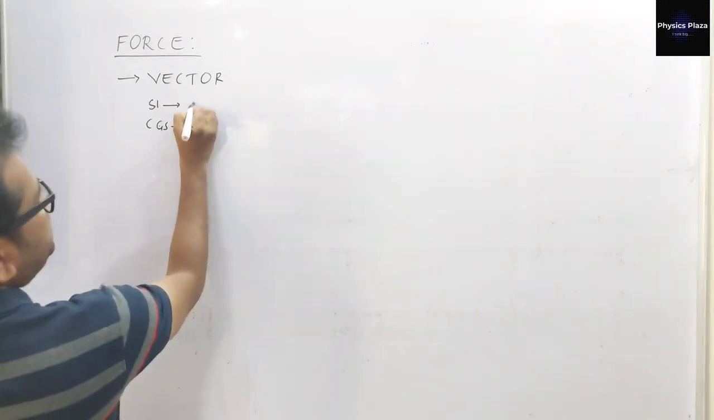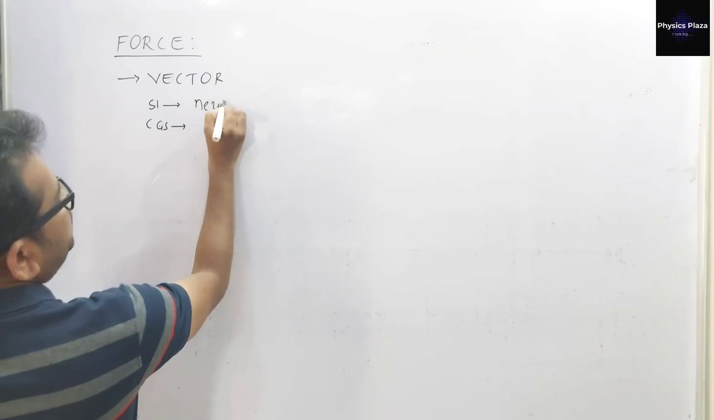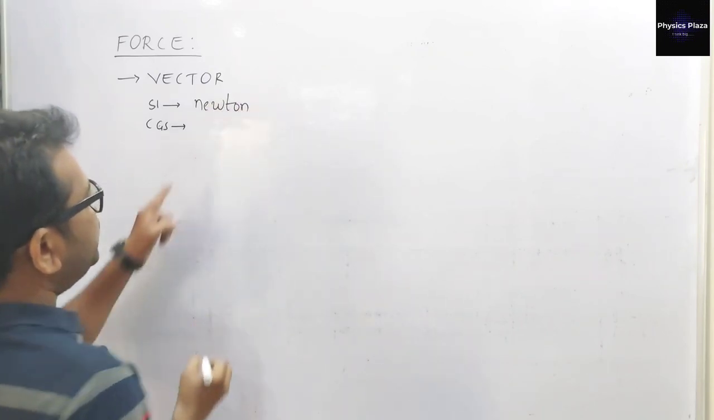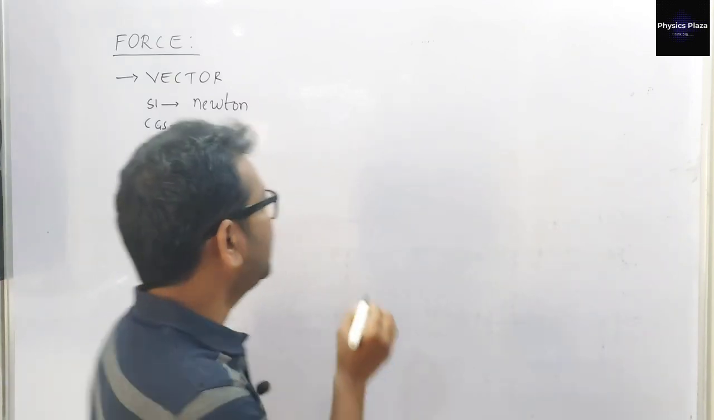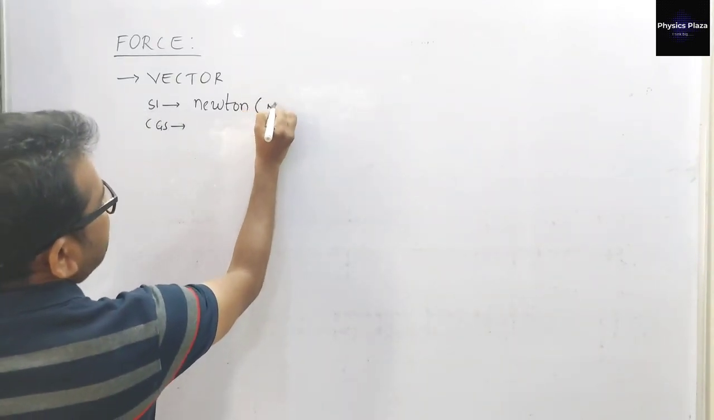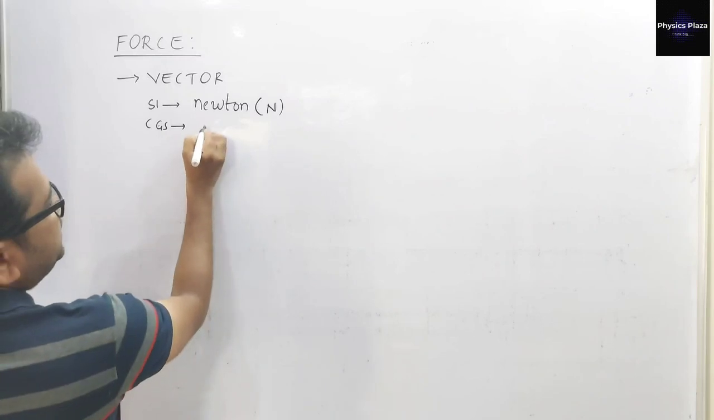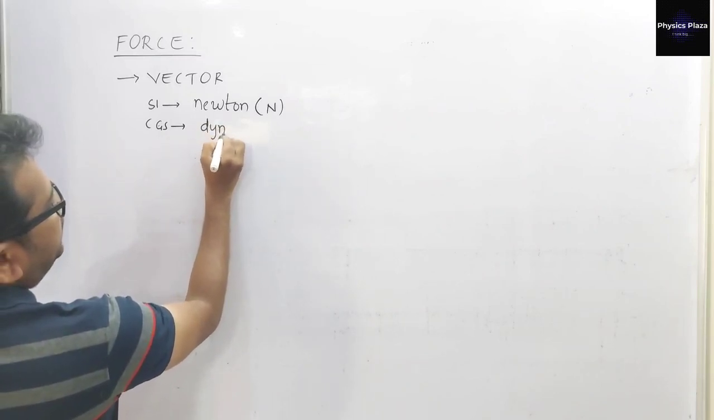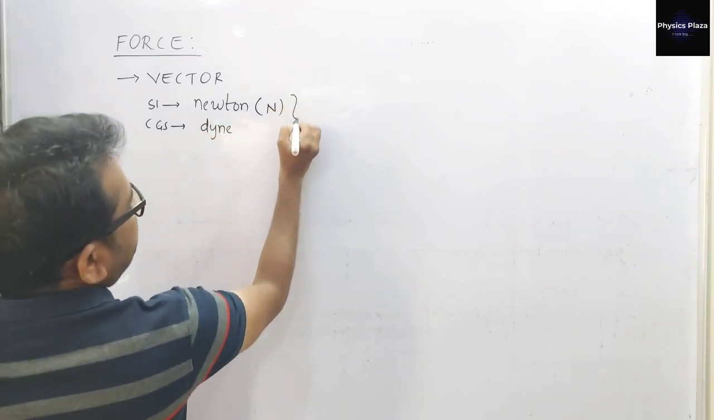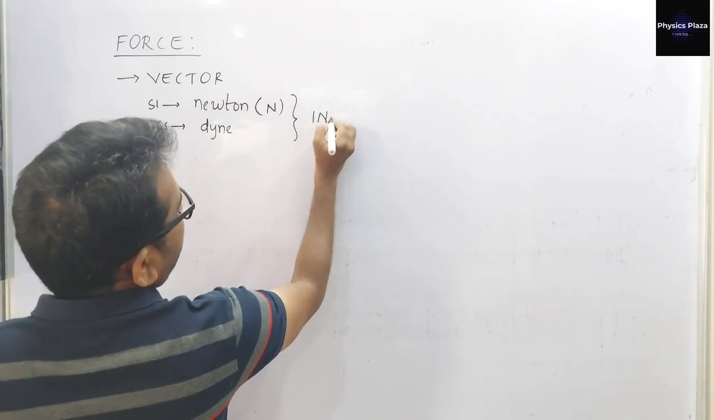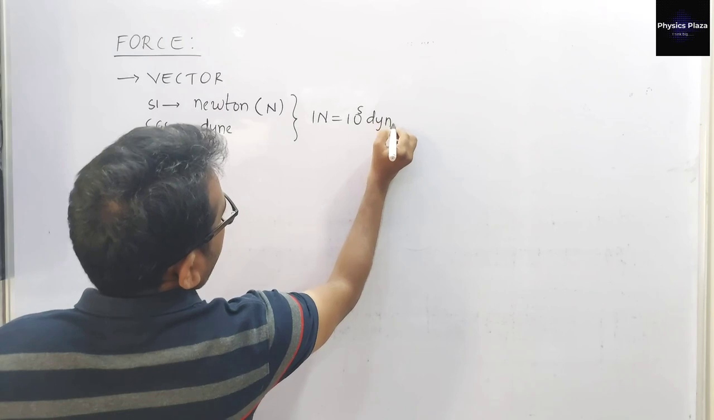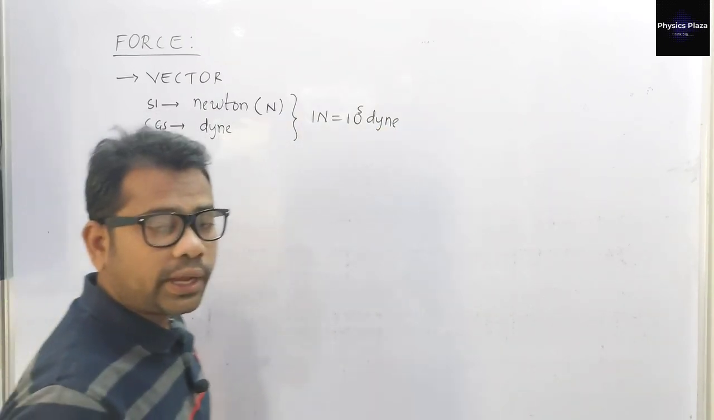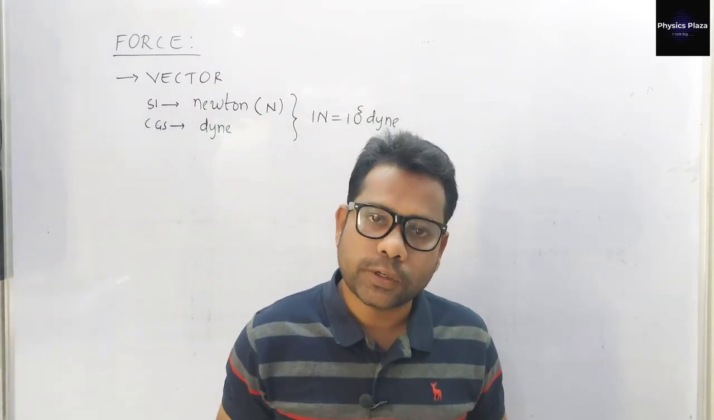So children, the SI unit of force is newton. Very important thing is that whenever you are writing the full name of the unit, the first letter must be a small letter and the symbol can be a capital because it is named after a scientist. Now the CGS unit is dyne. The very important thing is that here 1 newton is equal to 10 power 5 dynes. Fine. Now children, other than these, we also have gravitational units of force.